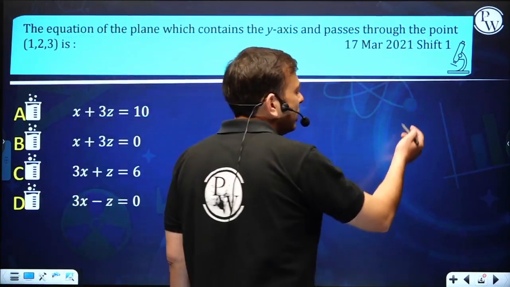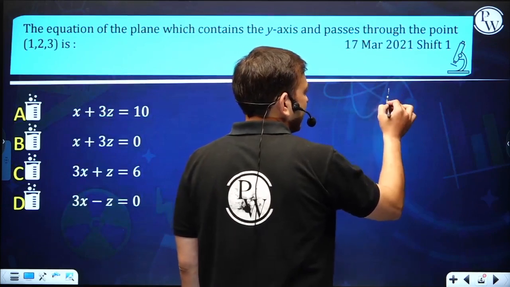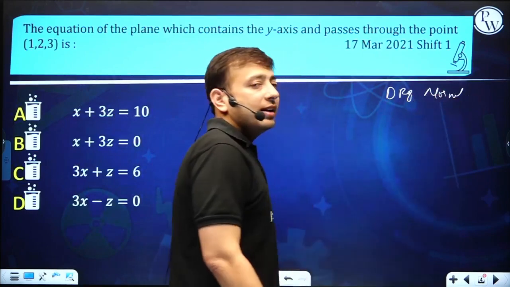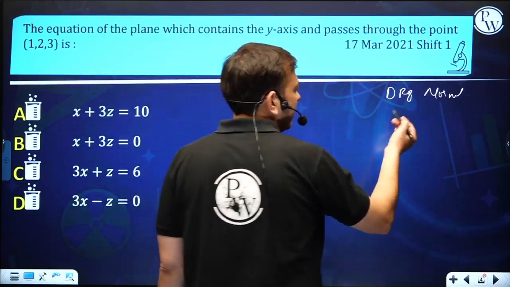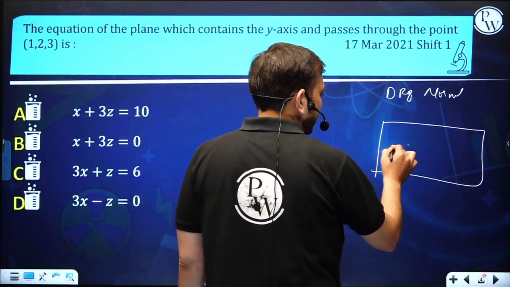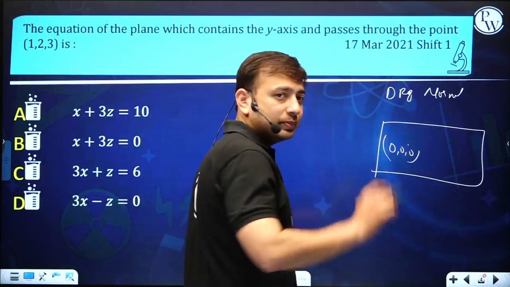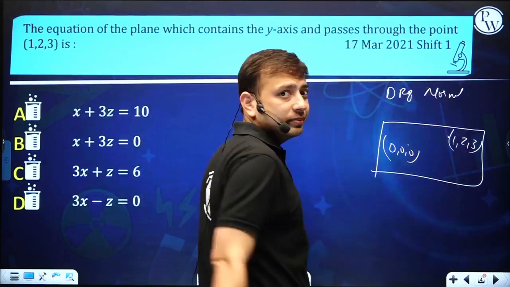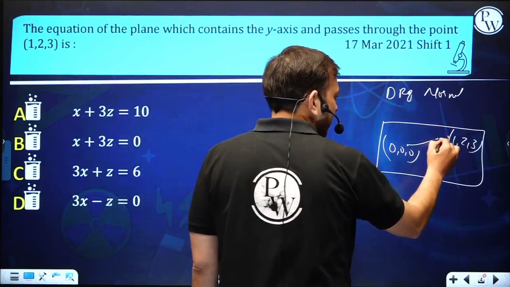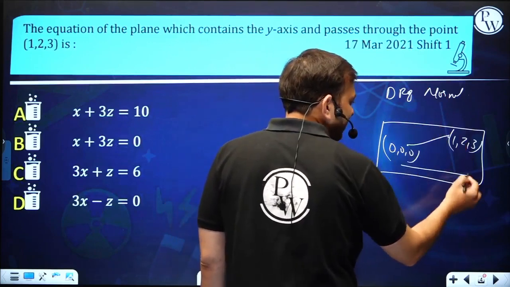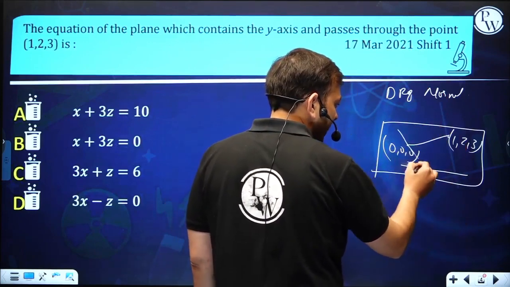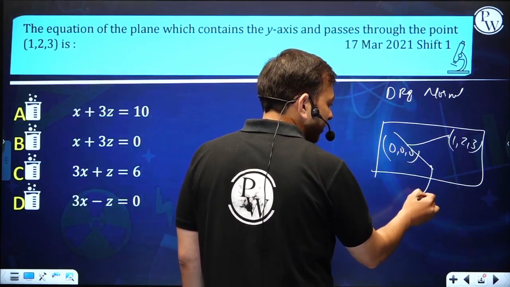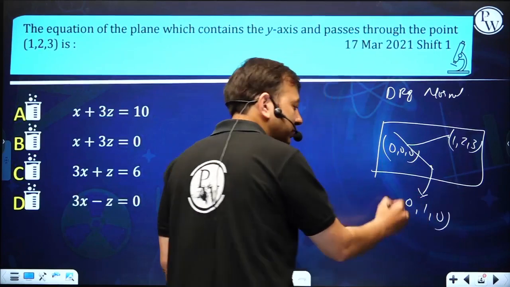So the direction ratio of the normal to the plane can be found. If this is the plane, (0, 0, 0) is on it, (1, 2, 3) is on it, right? So you can find the direction ratio of this. Also the y-axis is there, which is passing through the origin. So the direction ratio of the y-axis is (0, 1, 0).